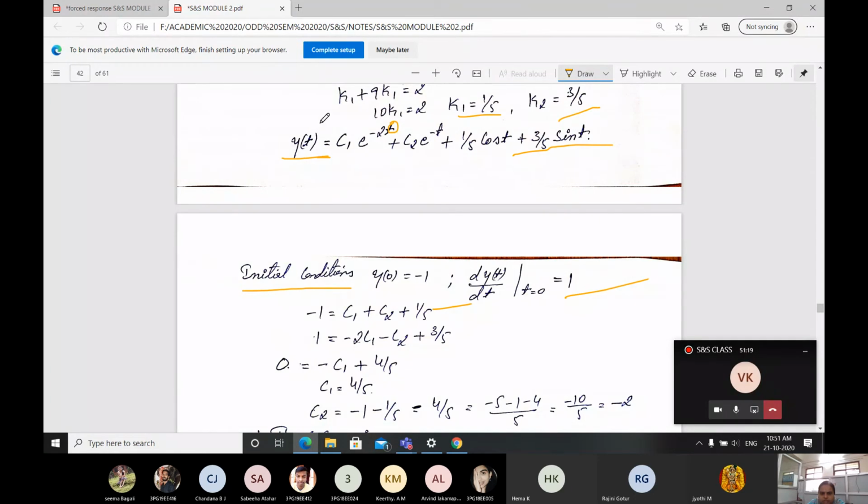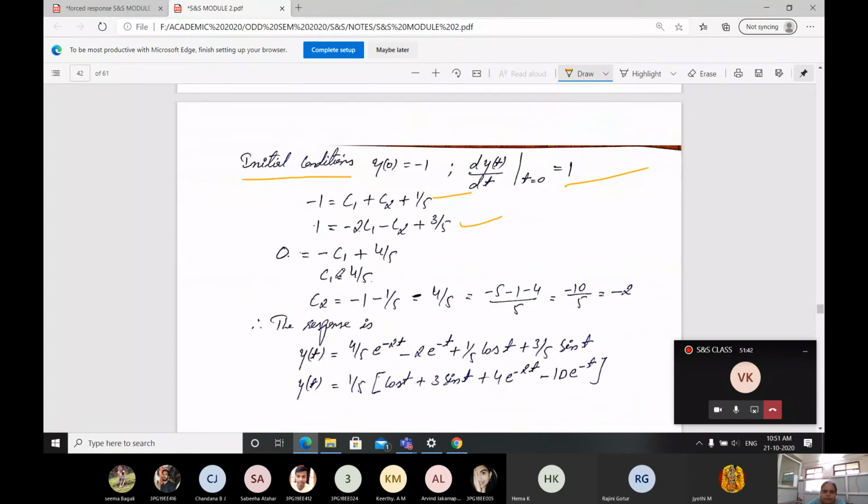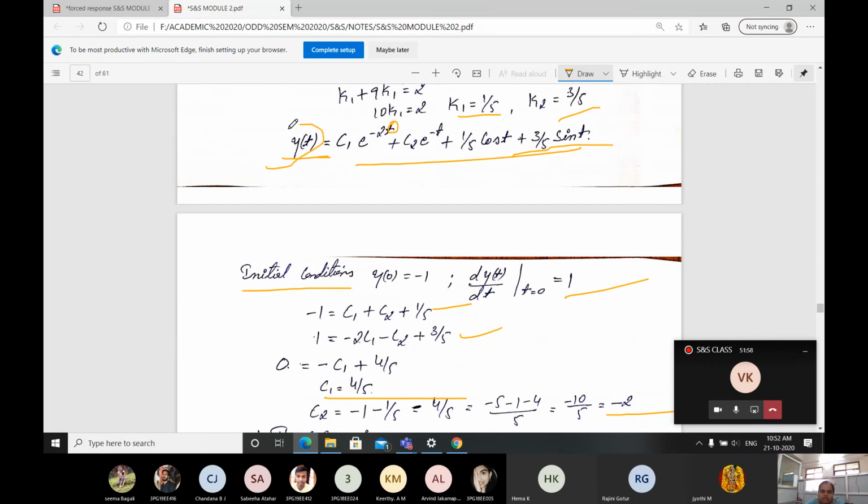When you substitute this, you will get minus 1 equals c1 plus c2 plus 1 by 5. Then differentiate the equation once and substitute t as 0 for dy of t divided by dt, which is given as 1. After doing that, you will get 1 equals minus 2c1 minus c2 plus 3 by 5. Then solve these two equations. Solving, you will get c1 as 4 by 5 and c2 as minus 2.